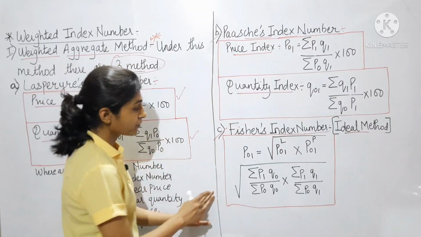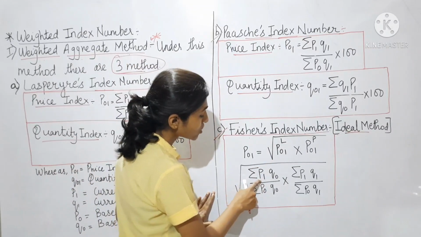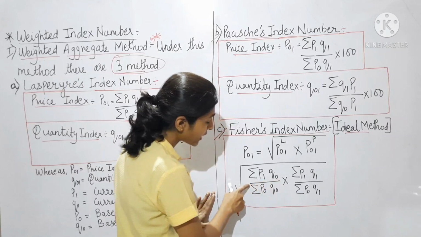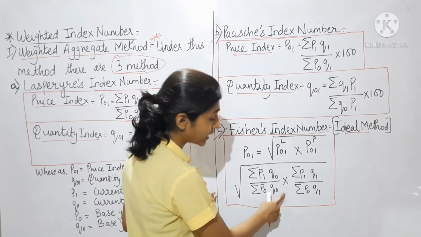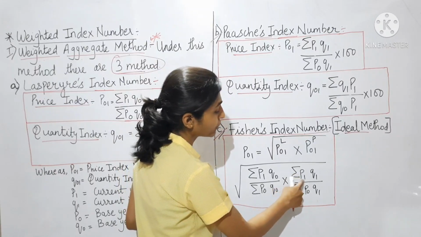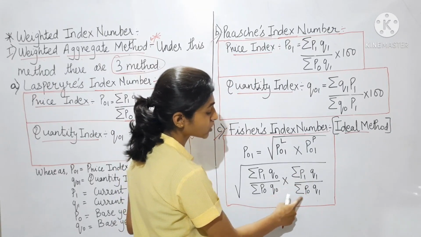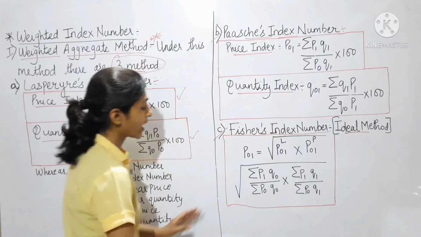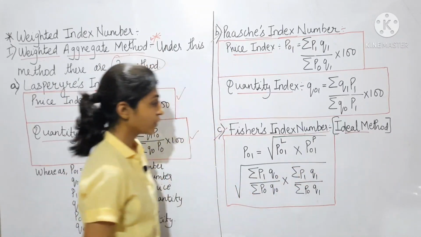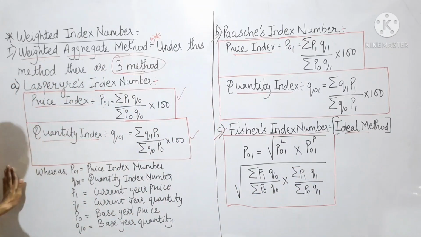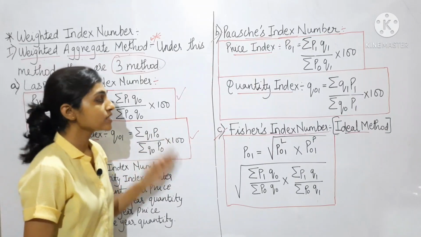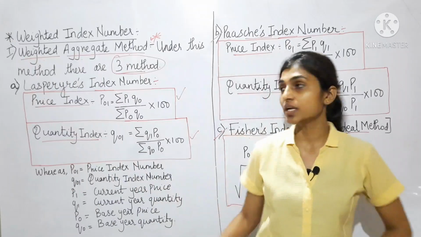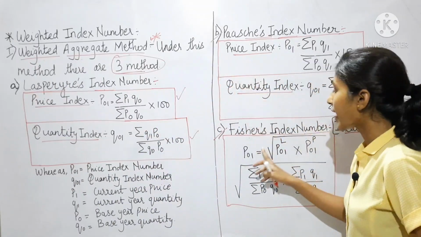Okay, so if we simplify this, summation of P1 Q0 divided by summation of P0 Q0, multiplied by summation of P1 Q1 divided by summation of P0 Q1, and the whole under the square root. So these are the three methods under the weighted aggregate method, and this is very important: Laspeyres, Paasche's and Fisher's.